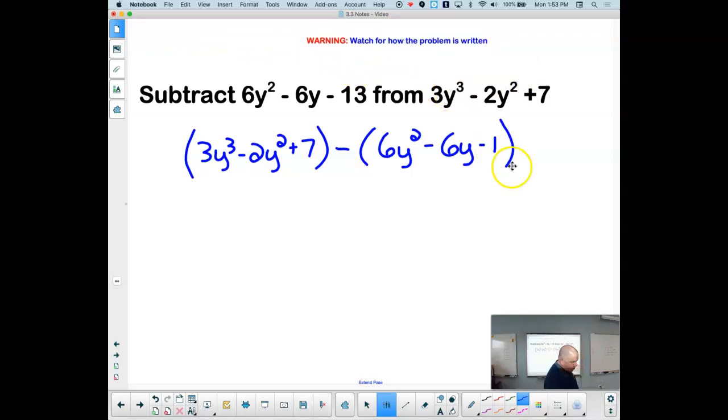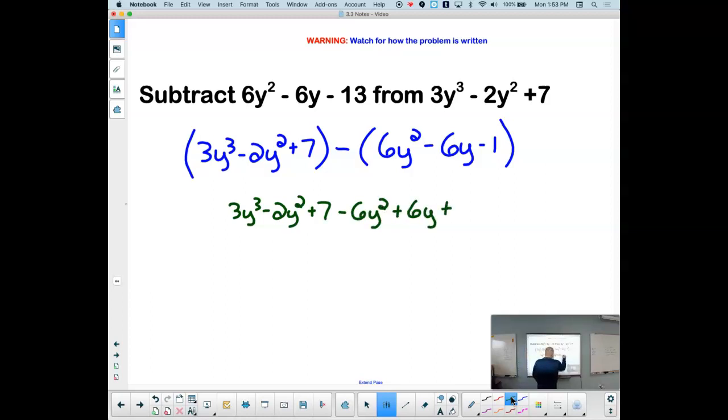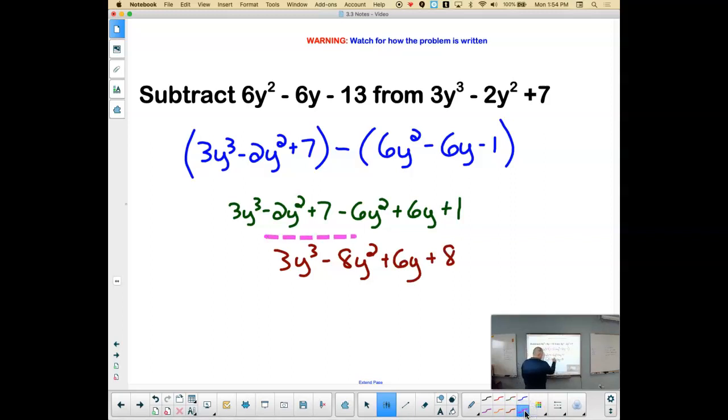Yeah. So we have to watch how the problem is written. So then this one would become 3y cubed minus 2y squared plus 7 minus 6y squared plus 6y plus 1. So 3y cubed minus 8y squared plus 6y plus 8 would be my final answer.